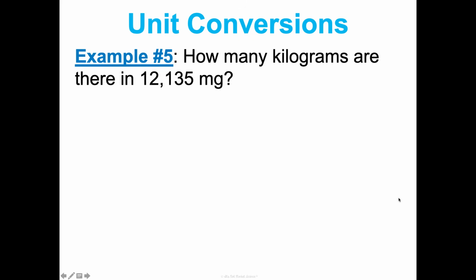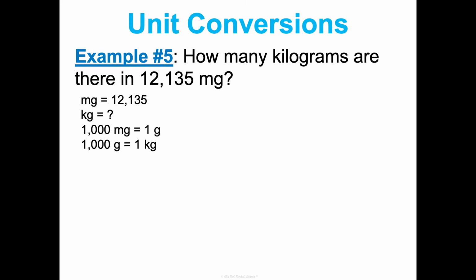How many kilograms are there in 12,135 milligrams? Well, what do we know? We know how many milligrams, and we want to know how many kilograms. What are some things we can use to diagnose this problem? Well, let's look at our sheet. Look at your reference sheet. There's 1,000 milli in 1 base unit. So there's 1,000 milligrams in 1 gram, which is the base unit for mass. We can also see that there's 1,000 base units in 1 kilo. So 1,000 grams in 1 kilogram. And now we can use these to get there.